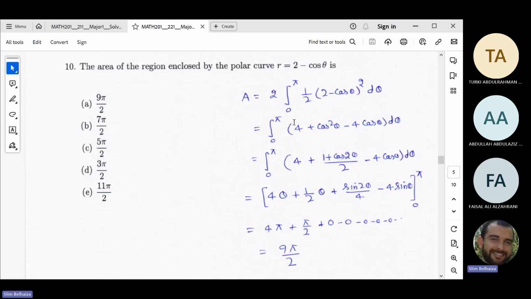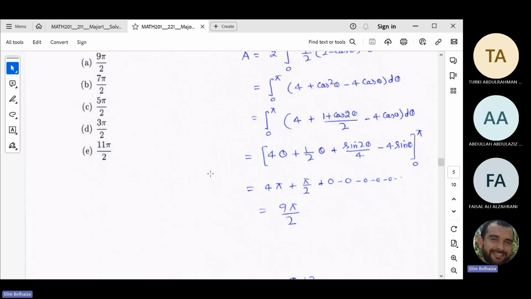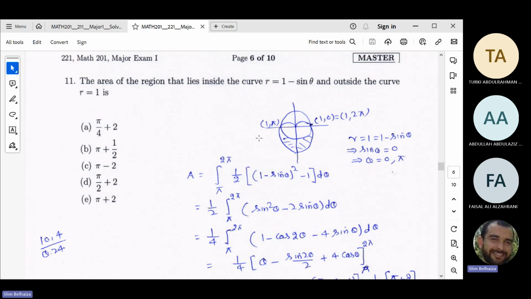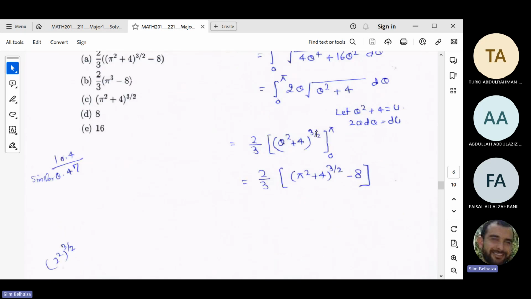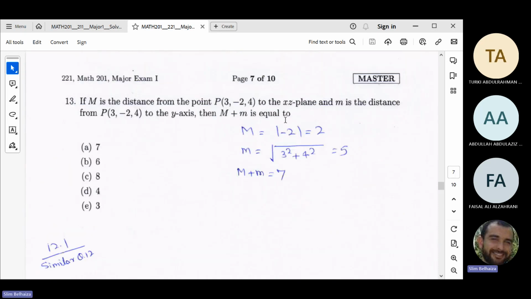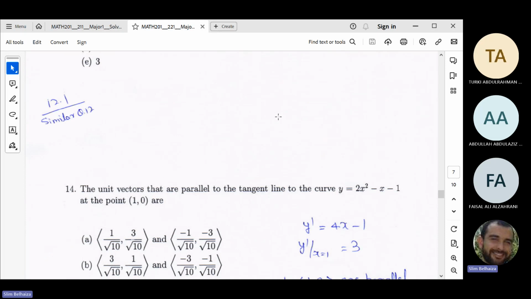We need to figure out what the shape of the graph is. Unfortunately, here we don't have the graph, but you can easily add it to the solution. The area question looks like the one we solved from 211: r equals 1 and r equals 1 minus sine. You have a kind of inverted cardioid for r equals 1 minus sine. It's basically almost the same thing. Here we talk about the arc length, a direct application. This is a distance from two points to a plane, and it's not part of the content.